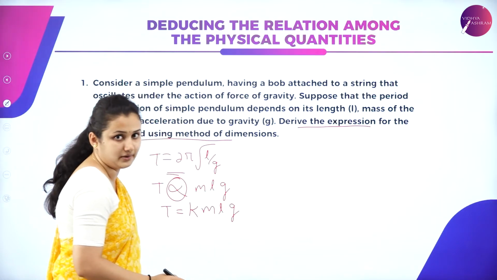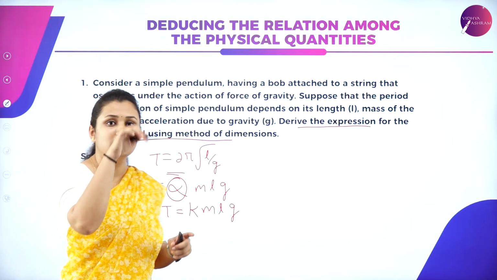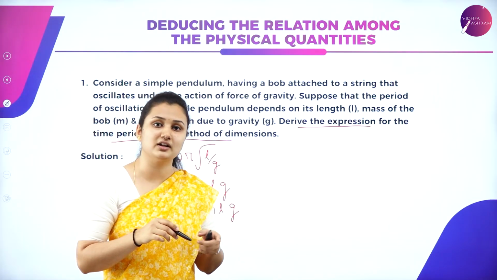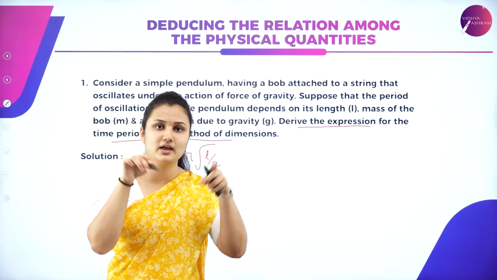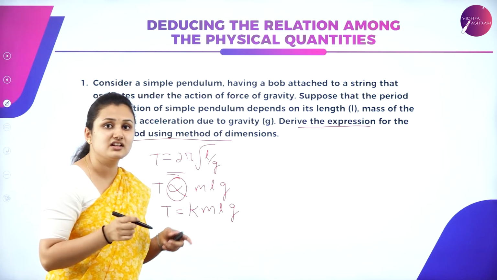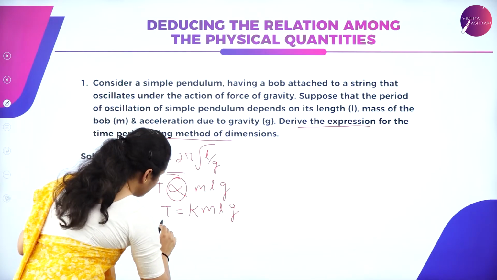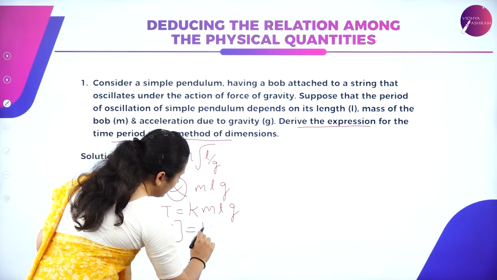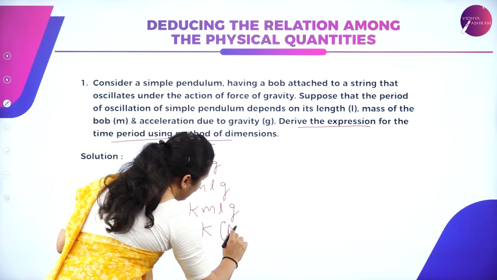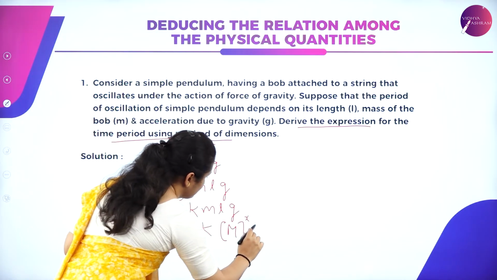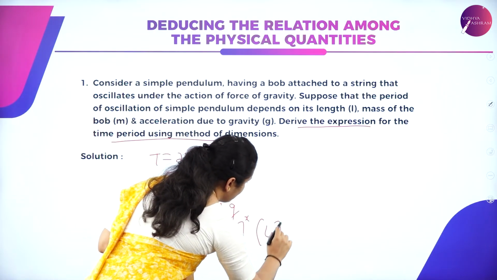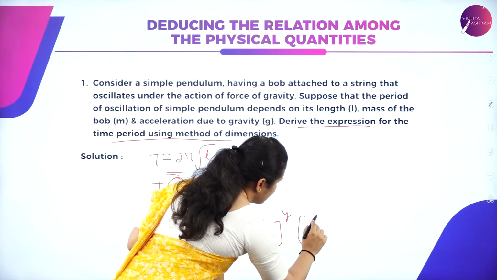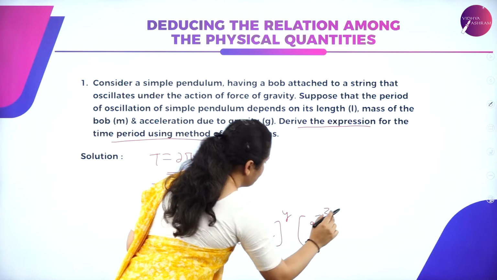Now what do I have to do here? You know how mass is represented: inside a square bracket with capital M. How is length represented in the fundamental dimensions? It is L in a square bracket. g is acceleration due to gravity. I want to find the dimension, so that is equal to k, M to the power x, L to the power y, and for g, acceleration due to gravity, the power is z.